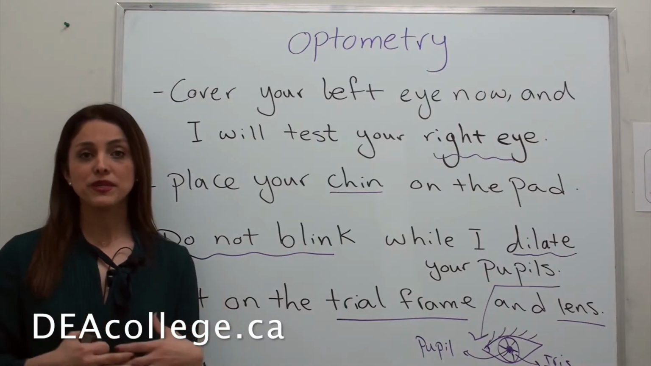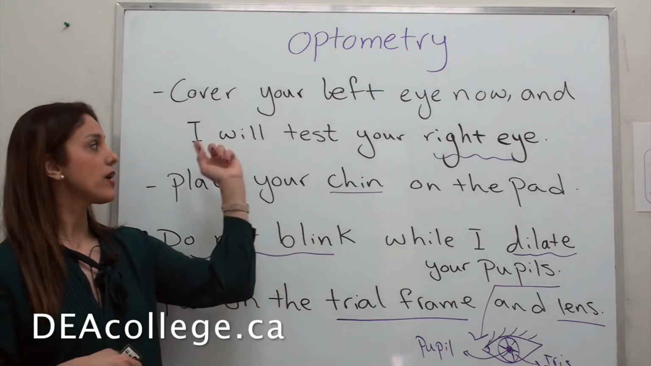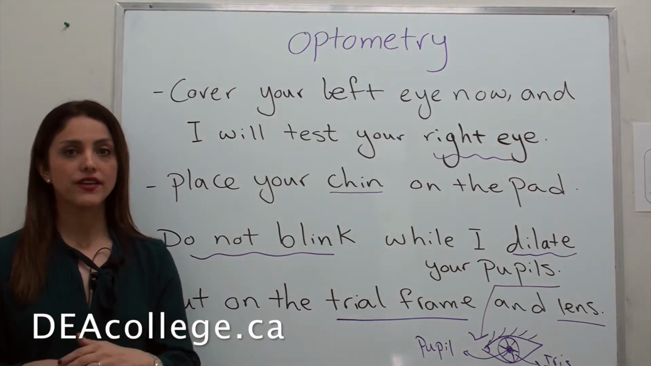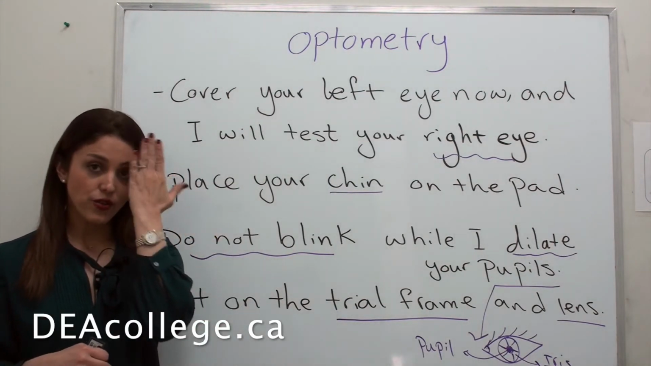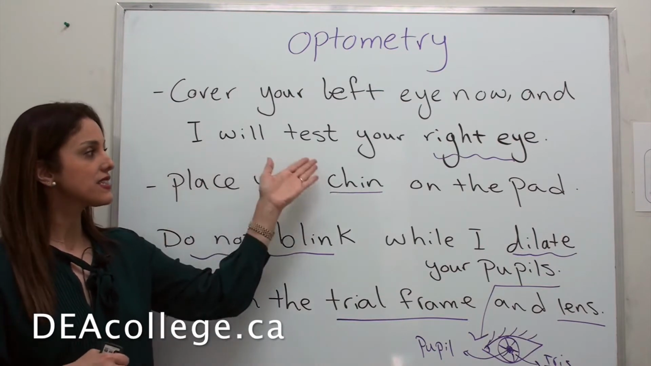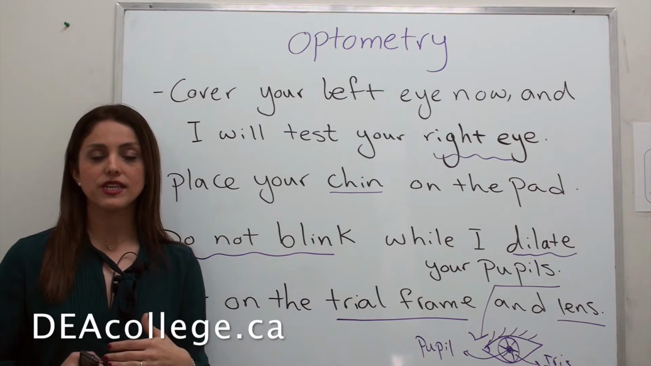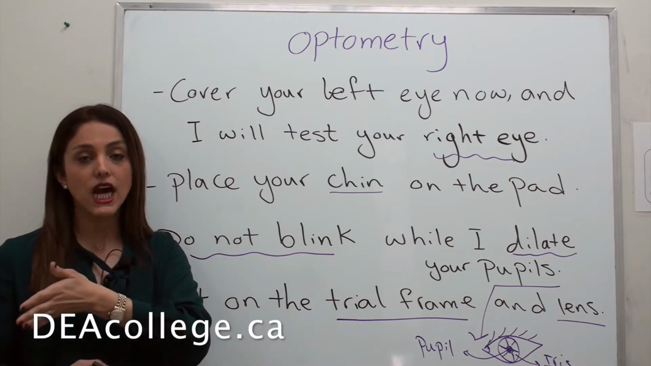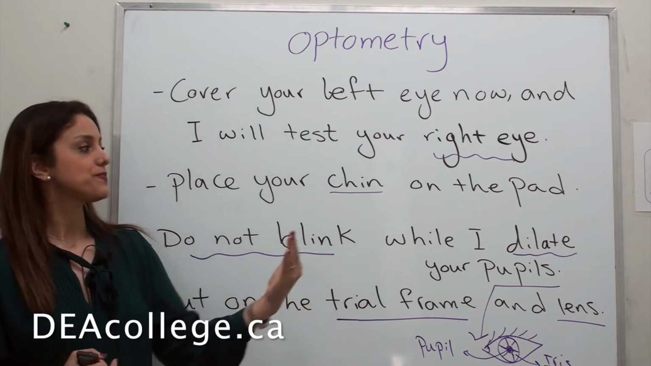Then the optometrist might ask you to cover your left eye now, and I will test your right eye. So you have to cover your left eye with your hand, and then the optometrist will test your right eye. And then usually you have to do the opposite: cover your right eye, and then he or she can check your left eye.